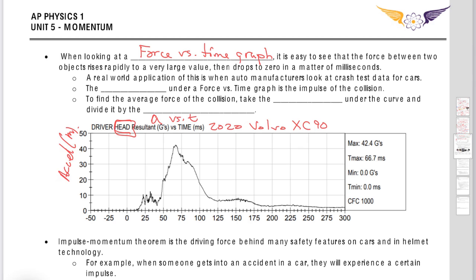So that's taken in the X, Y, and Z directions, because when you get into an accident, your head bounces around all over the place. And so this is if I take all the data from the X, Y, and Z directions and combine it into a single graph.